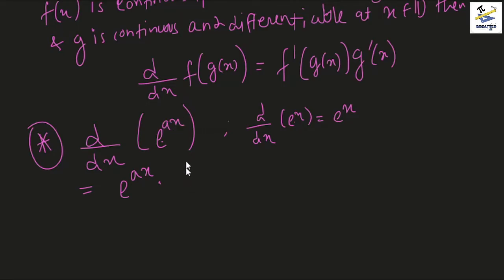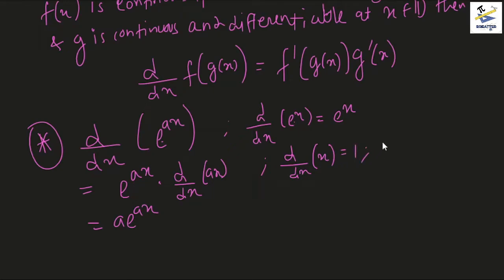It's a of x. So now it should be d/dx of ax, where a is just a constant, and when you do a constant times x, the d/dx of x is just 1 and the constant just comes out. So the answer becomes a into e to the power ax. This is because d/dx of x is just 1, and also d/dx of a constant c times any function f of x is just c times the derivative of the function. So the constant just remains multiplied throughout.